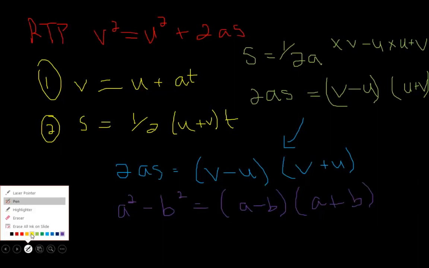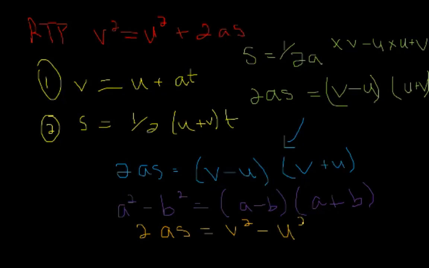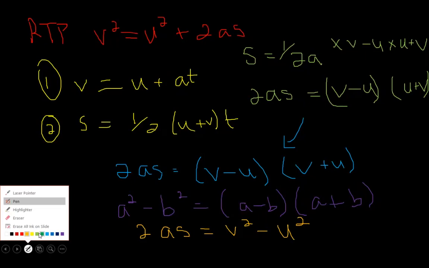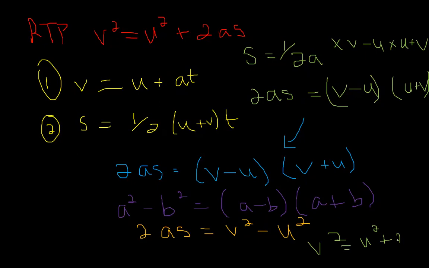So I can actually rewrite my equation to give 2as is equal to v squared minus u squared. And all they did here, they just transposed to make v squared the subject of the equation. So v squared, add u squared to both sides. So v squared equals u squared plus 2as. And that's how we got the final equation of motion. Do you understand that?